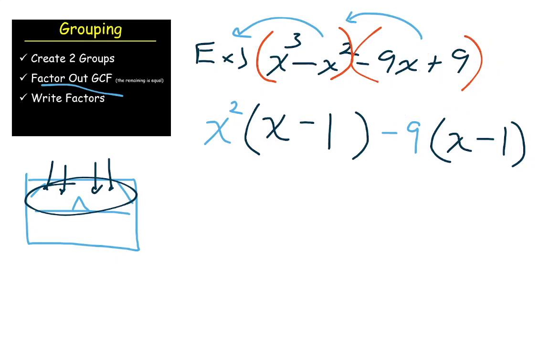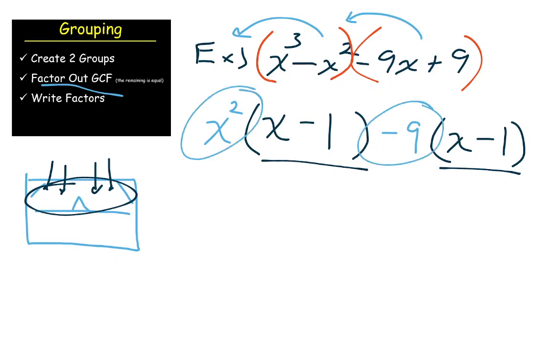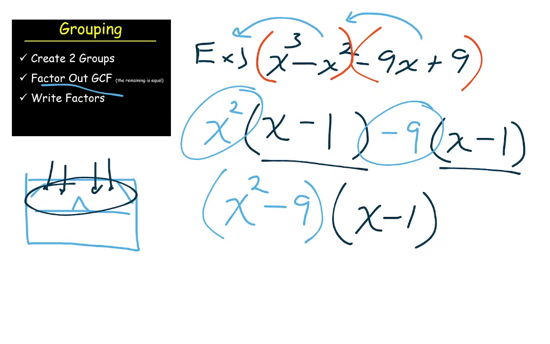But again, why do I want a minus 1? Because look, I have it over here also. You always want these remaining factors to be equal, the same. So I take my x squared minus 9 and make that a factor, and then I take my x minus 1. I know it's written there twice, but you only have to write it once, and I make that my other factor. x squared minus 9 and x minus 1.